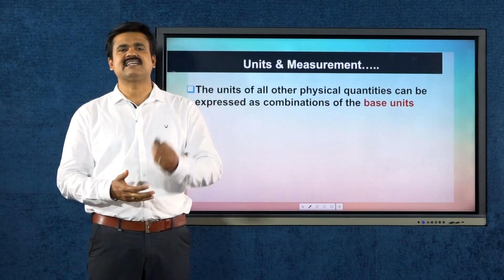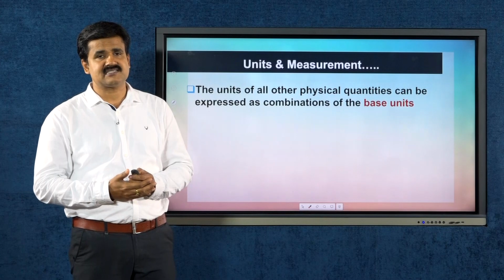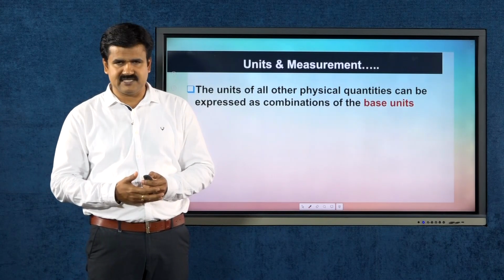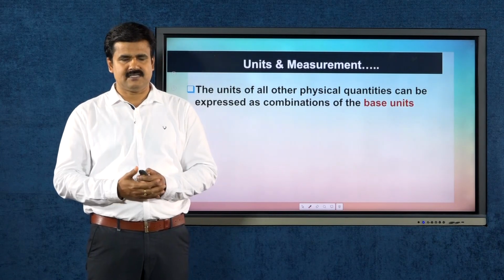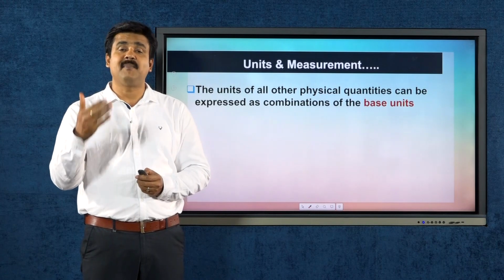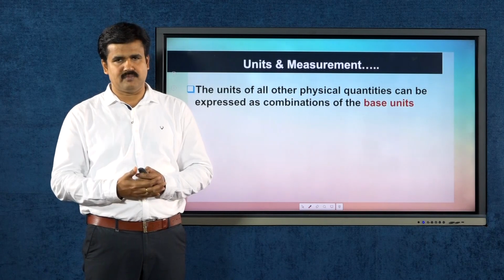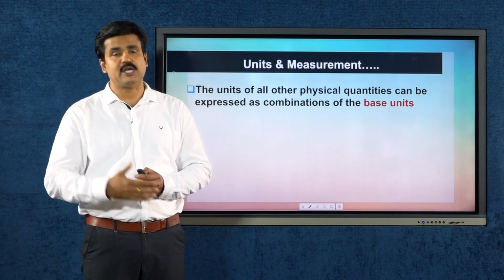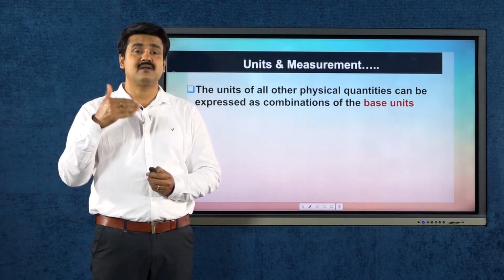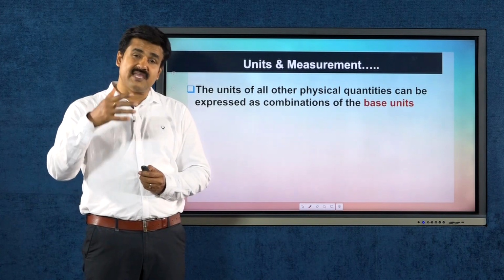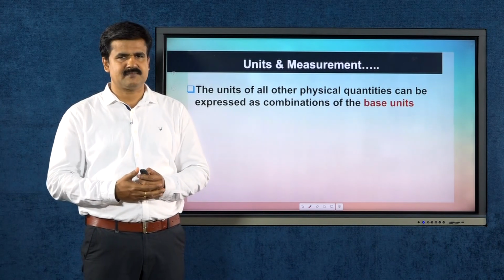However, in certain cases, the units of other physical quantities can be expressed as combinations of base units. For instance, we are dealing with density. You know, density is mass by volume. Volume is expressed as meter cube. Mass is expressed as kilogram. So, the SI unit for density is kilogram per meter cube. So, the unit of every physical quantity can be derived by using base units.